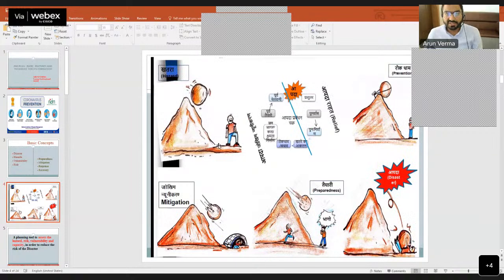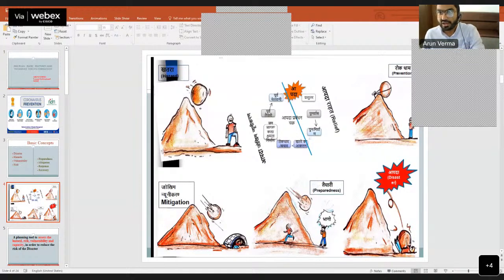From this presentation, or from this diagram, we can understand that if a man is standing near this hill area and a boulder or stone falls down, it has a capacity to damage that particular man who is standing near the hill area. In Hindi, the man standing near this stone is at risk, since the stone has a kind of capacity which can destroy this man.